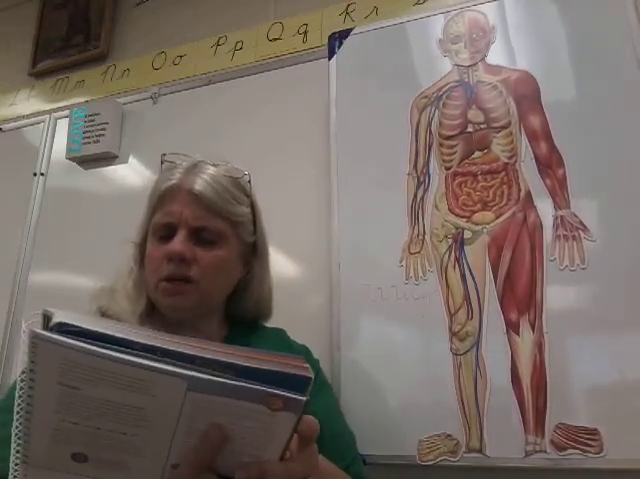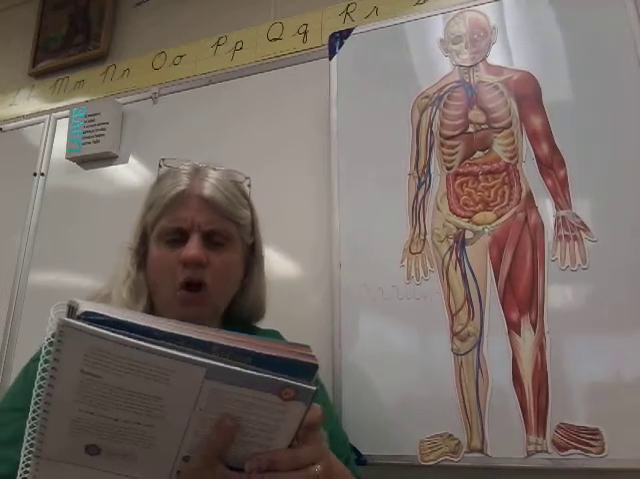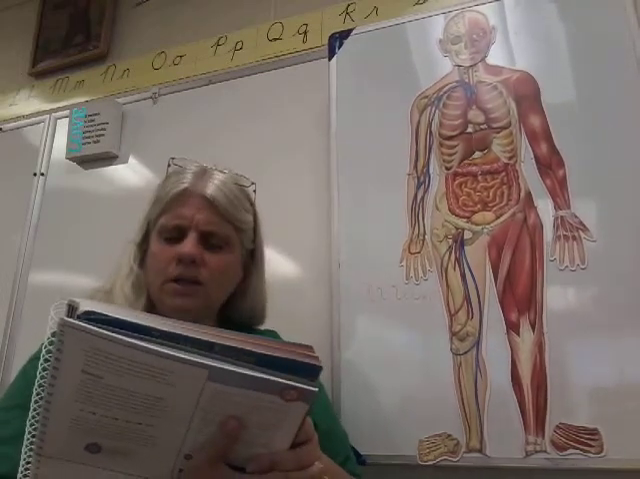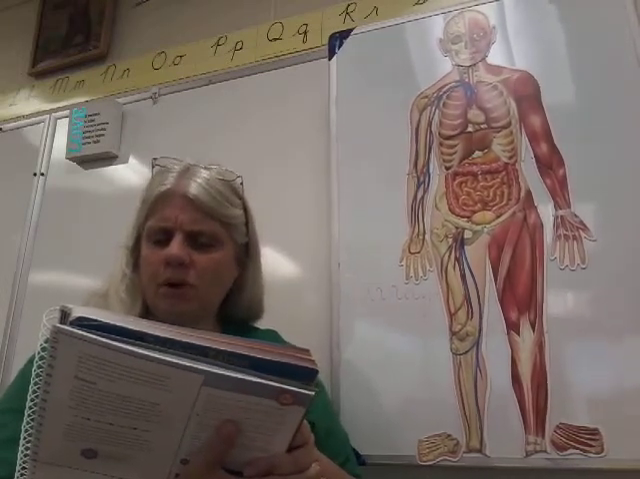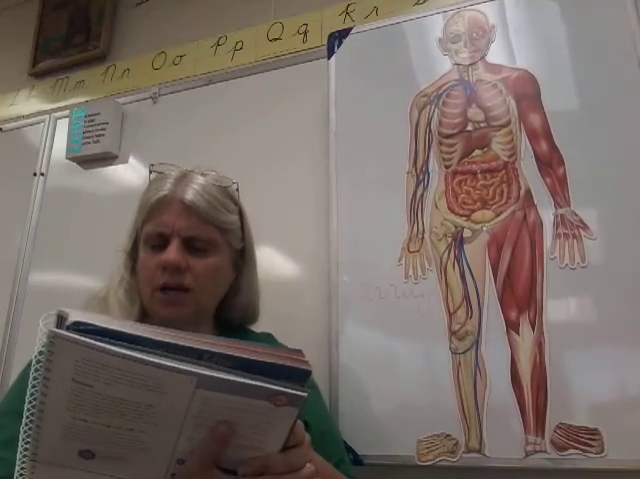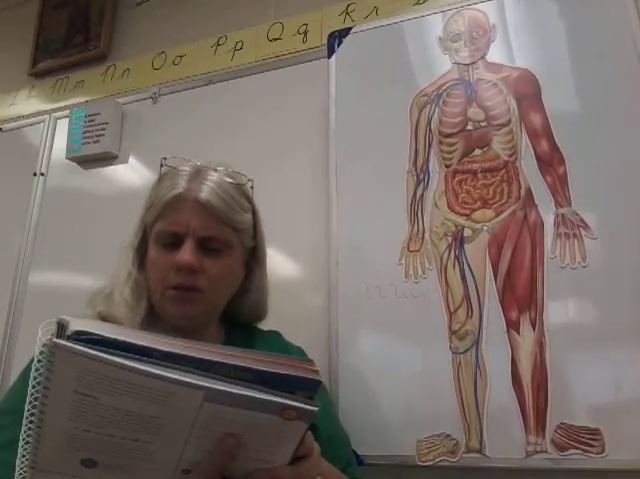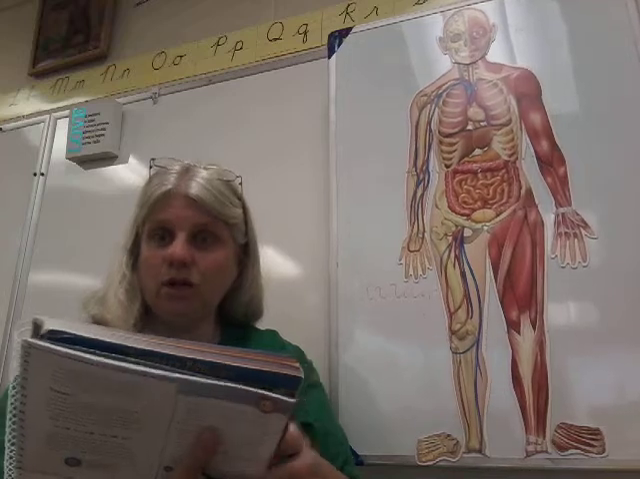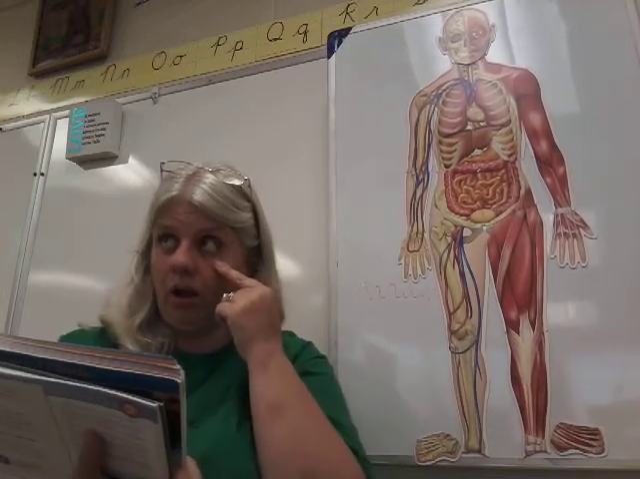A group of tissues working together to do a job is called an organ. Organs are the major parts of the body. One organ may use several different kinds of tissue. A good example of an organ is your eye. So there's your eye, yeah?